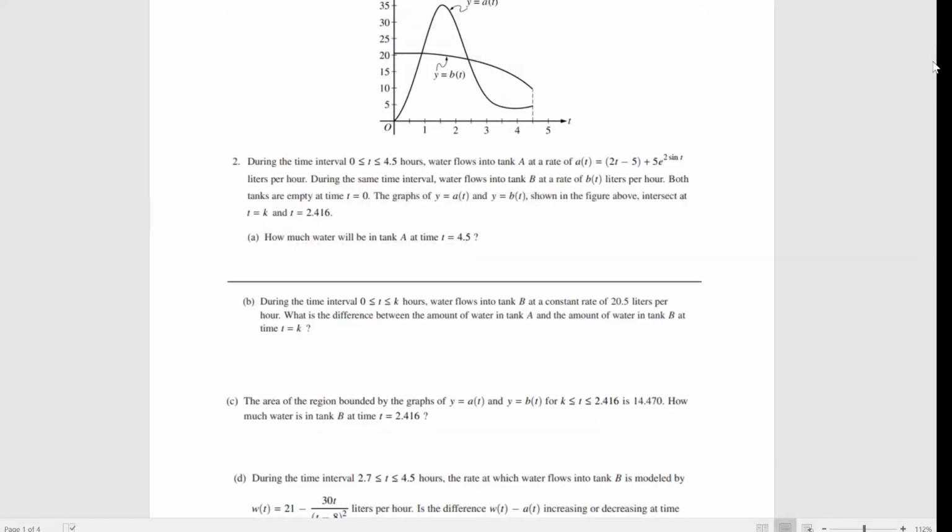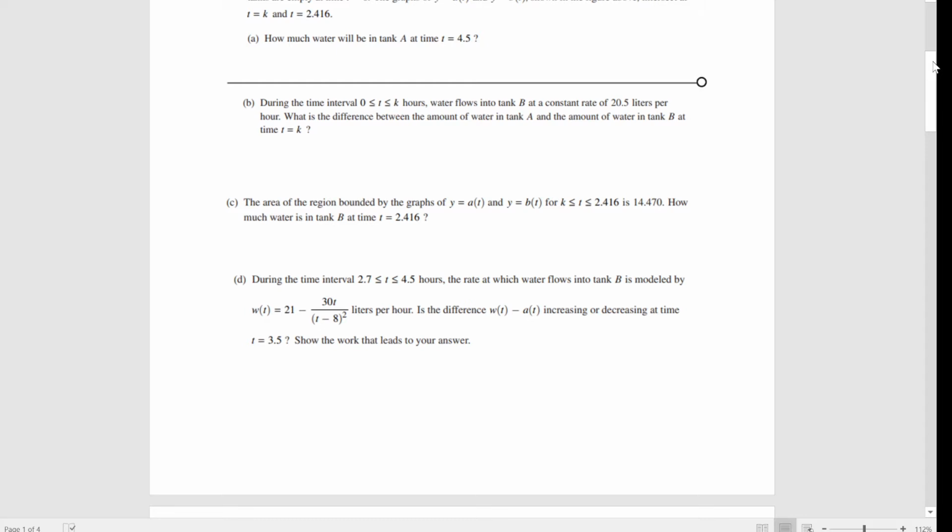All right, for our next part, the area of the region bounded by the graphs of A of t and B of t from k to 2.416 is 14.470. How much water is in tank B at time t equals 2.416? Okay, so this 2.416 is just a really ridiculous value here.